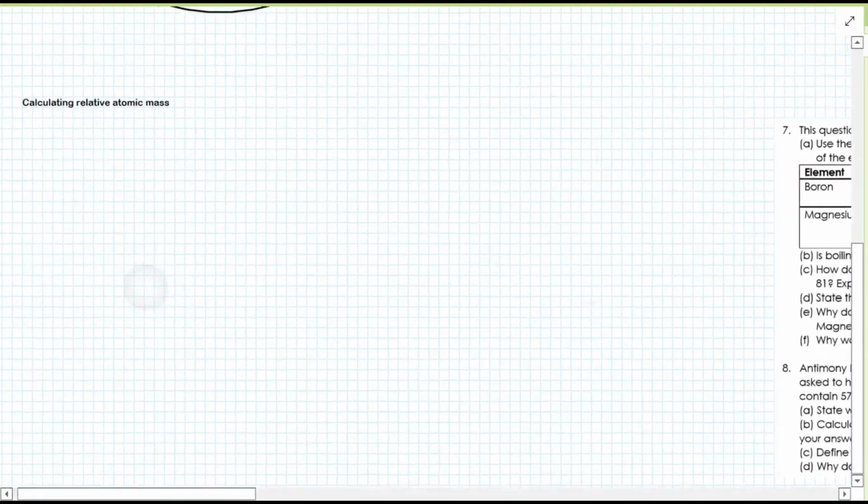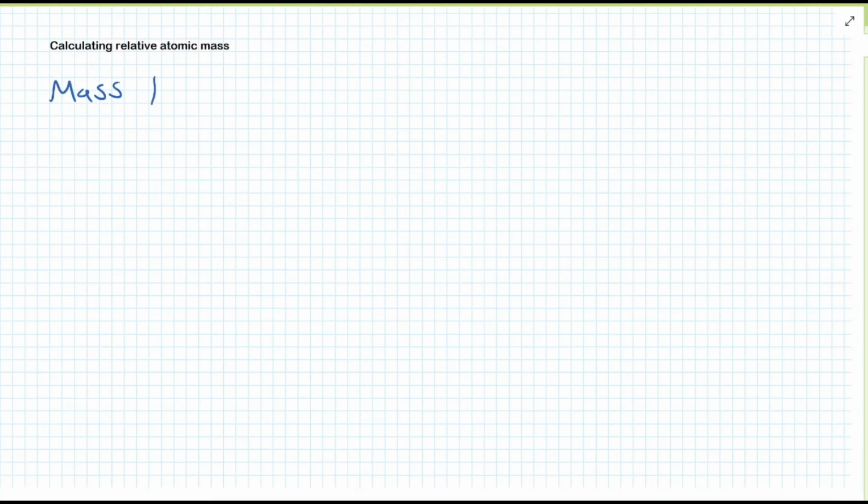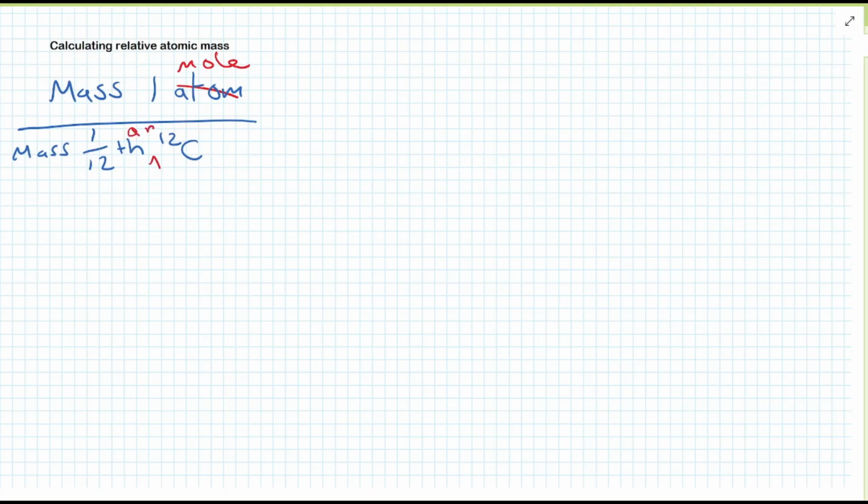But what about if we need to calculate the relative atomic mass? Now, the relative atomic mass of a substance is defined as the mass of one atom relative to, or divided by, the mass of 1/12 of carbon 12. Now, we can also change that definition slightly if we want to. We could say it's the mass of 1 mole divided by the mass of 1/12 of a mole of carbon 12.